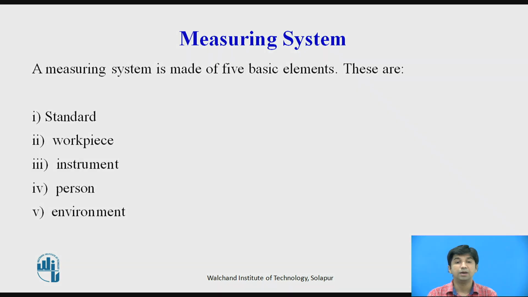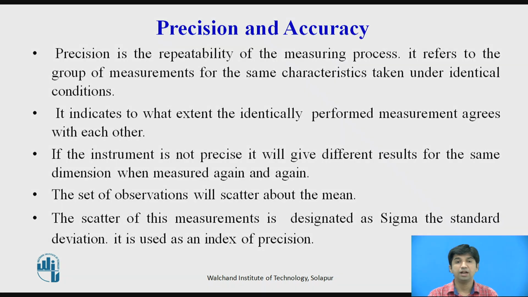Measuring system. A measuring system is made of five basic elements. These are standard, workpiece, instrument, person, environment. The most basic element of measurement is a standard, without which no measurement is possible. Once the standard is chosen, a measuring instrument incorporating this standard is to be obtained. This instrument is then used to measure the job parameters in terms of units of the standard contained in it. The measurement should be performed under standard environment, and lastly, there should be some person or mechanism to carry out the measurement. So let us now discuss precision and accuracy.